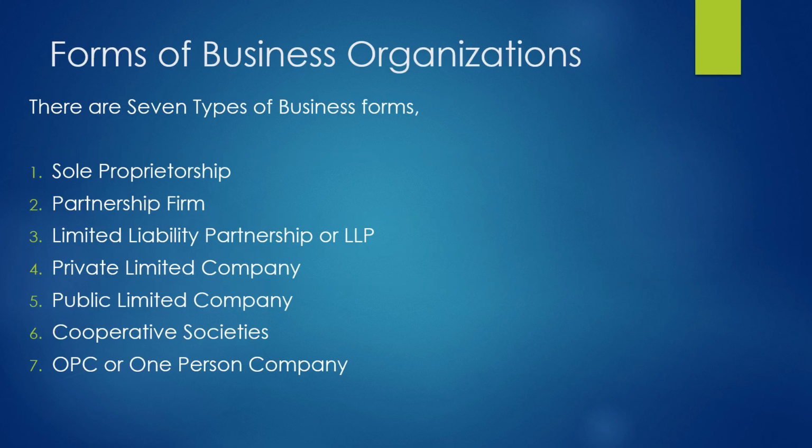There are 7 types of business entities under which you can carry on business in India. They are sole proprietorship, partnership firm, limited liability partnership or LLP, private limited company, public limited company, cooperative societies, and one person company or OPC.